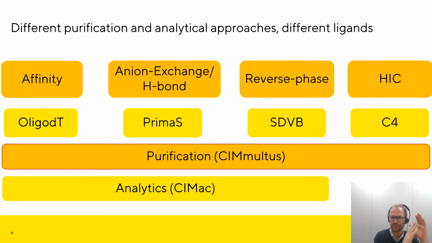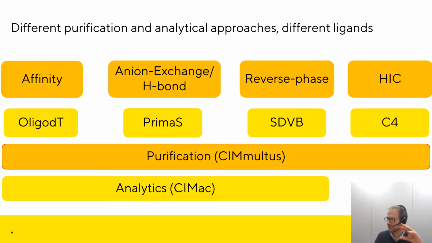We can either use affinity purification, which relies on a very specific interaction between the polyadenylation tail, which I mentioned at the beginning, installed on the mRNA molecule, and a corresponding oligo-deoxythymidine chain installed on the chromatographic surface of the monolith. So this achieves a very highly selective isolation of the RNA. But there are other approaches.